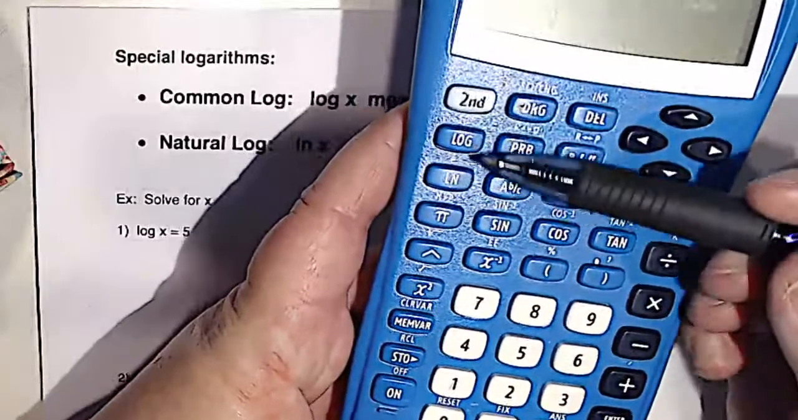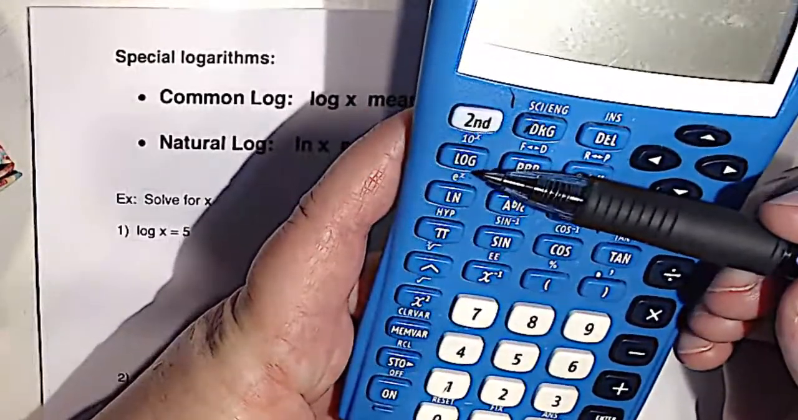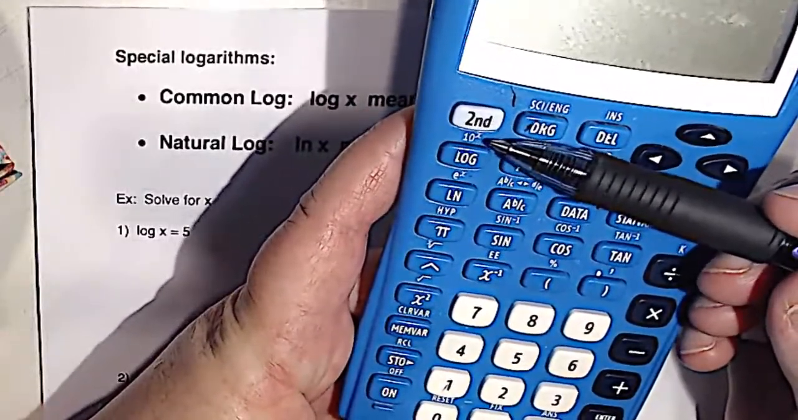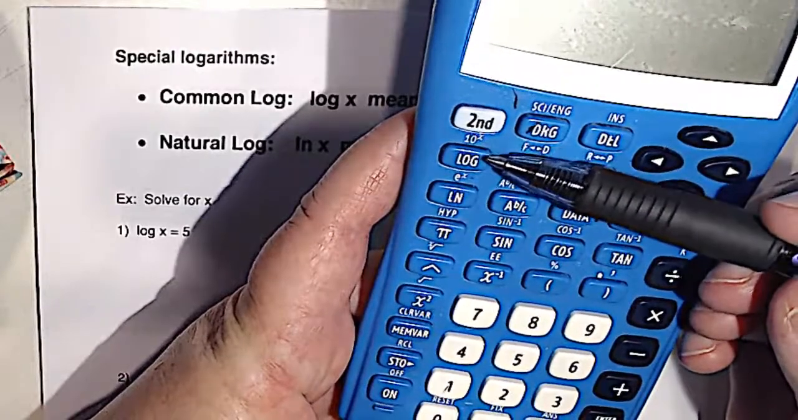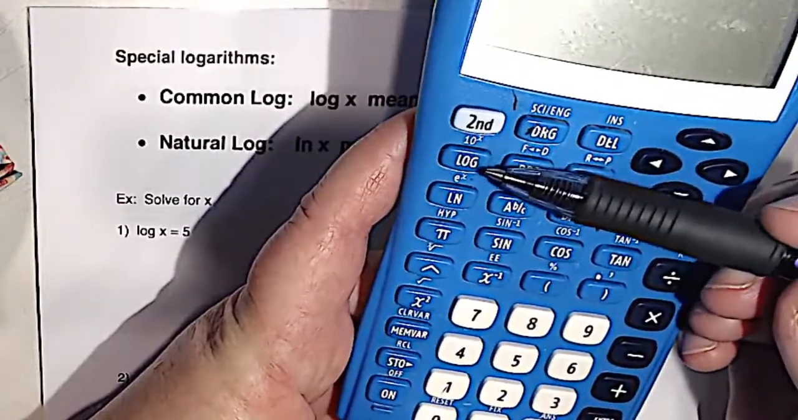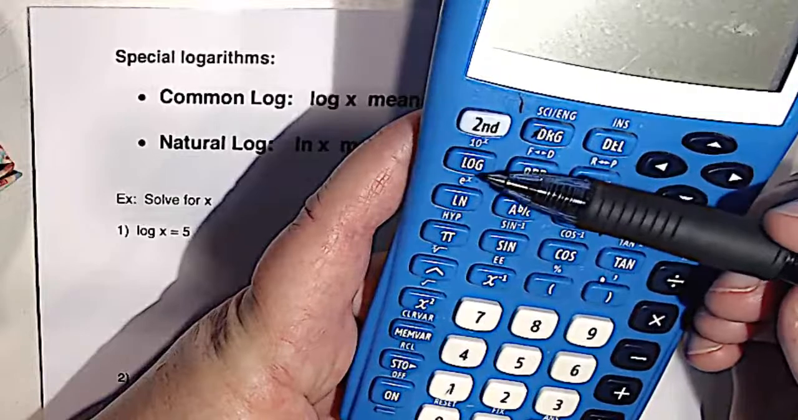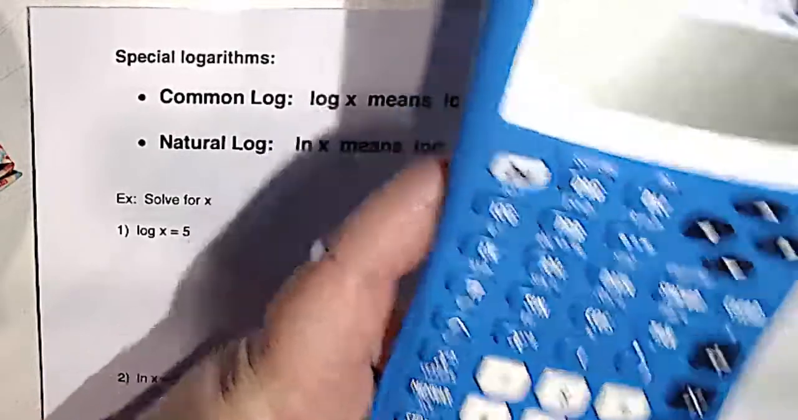Right there, it just says log. Now, if you ever forget which base it is, if you look right above it, it says 10 to the x, because these two are the best buds. These are those two long lost evil twins, right? Okay, so that's one of them.